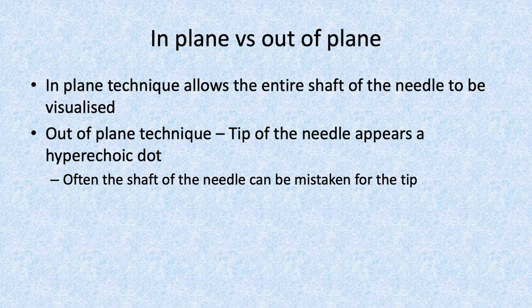Alright? In plane, out of plane. Usually for nerve block, we do in plane, because in plane you can see the whole length of the needle. For blood vessels, for venous cannulation, sometimes we do out of plane. Out of plane can be a bit difficult because you are just trying to find a dot. The tip of the needle is shown as a dot on the ultrasound.